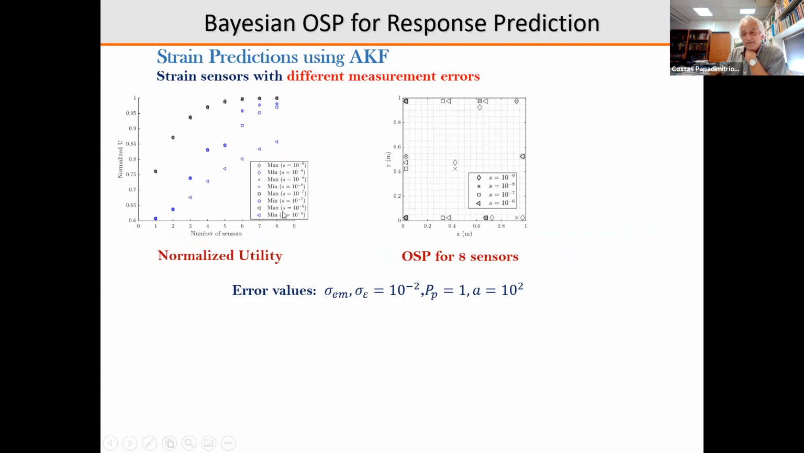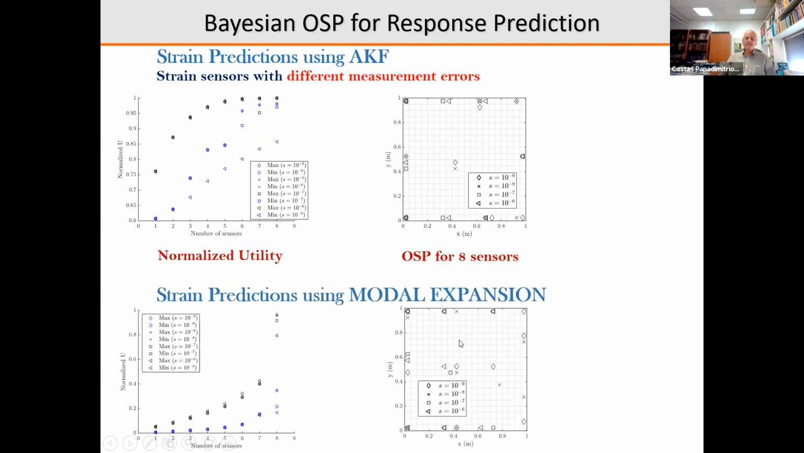These are now the predictions from the augmented Kalman filter, the normalized information gained with respect to the number of sensors. You can see here that you don't need 8 sensors to get the information gained. With 6 sensors, you get most of the information that you would get with 440 sensors. With 4 sensors, and with 3, you also get a lot of information. This is completely different from what the modal expansion gives you, where you need 8 sensors to get information. And if you look at the positions of the sensors from modal expansion and the augmented Kalman filter, they are almost the same.